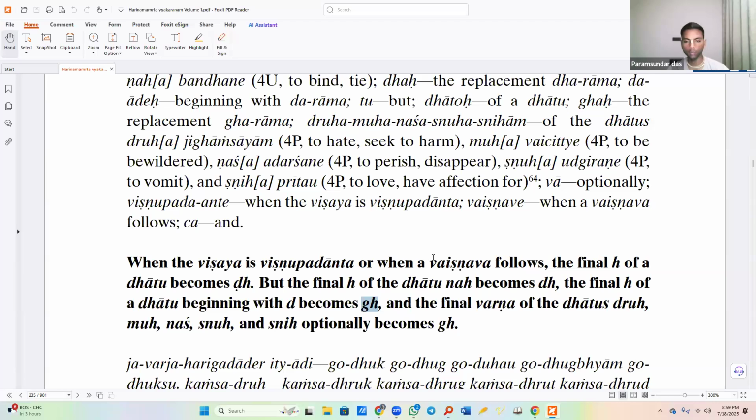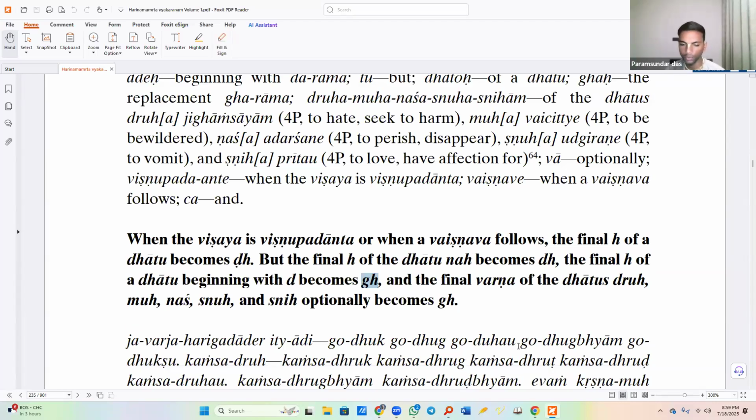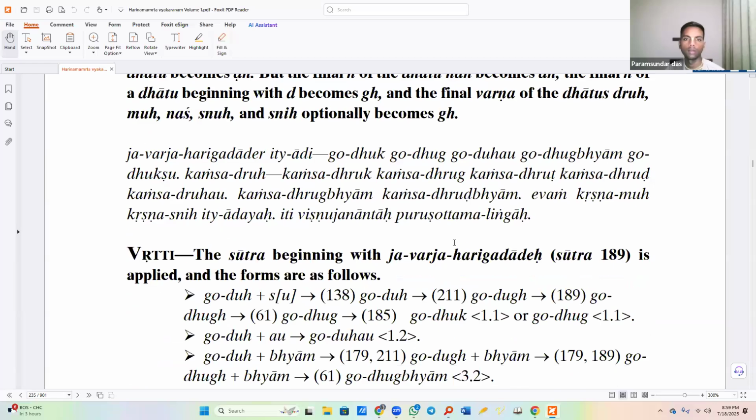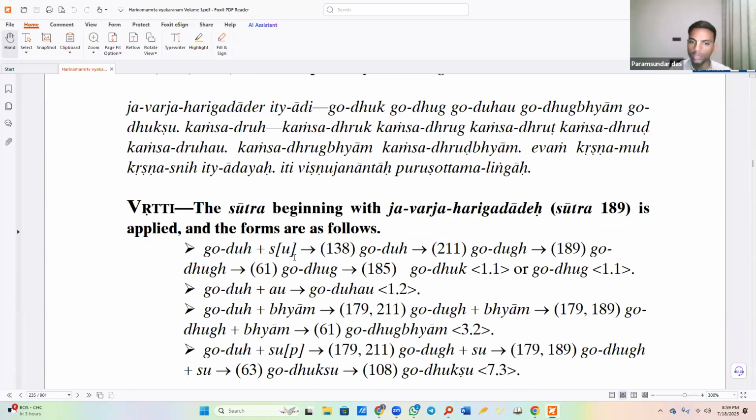So the other possibilities, we will see later, when they will come. Now we are focusing on our version. So we have a word beginning with da and ending with ha. So the ha will change into gha when it is Vishnu Padanta or a Vaishnava is following. So Goduh plus Su is deleted. And then by this sutra, Hasya dhaha naho dha dadesta dhaturgaha druha moha nashas moha snehava Vishnu Padante Vaishnave cha. So dadestu dhaturgha. So ha becomes gha.